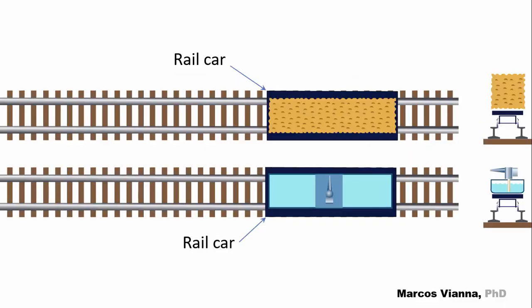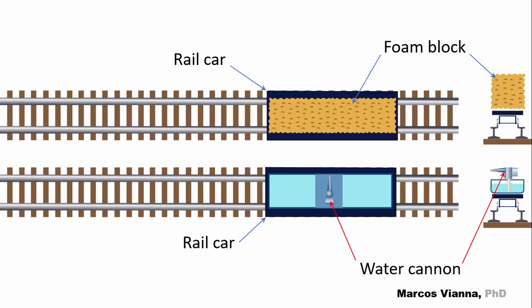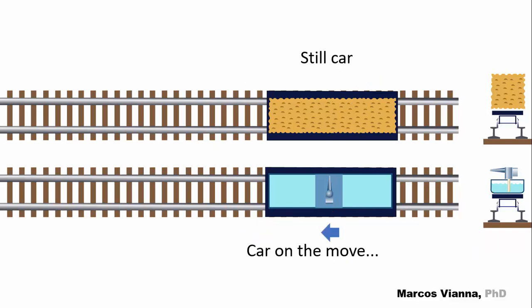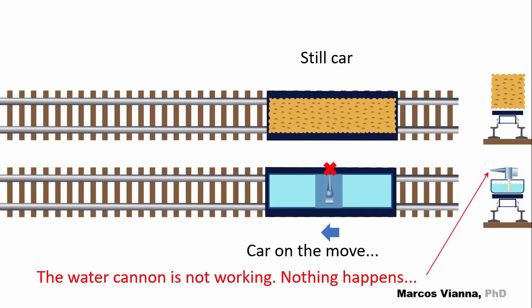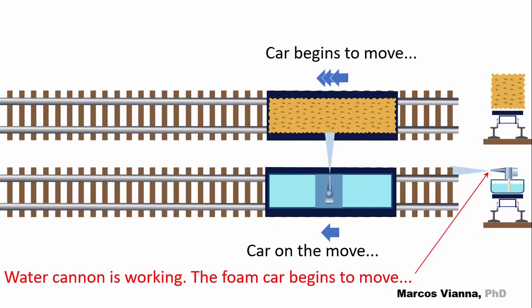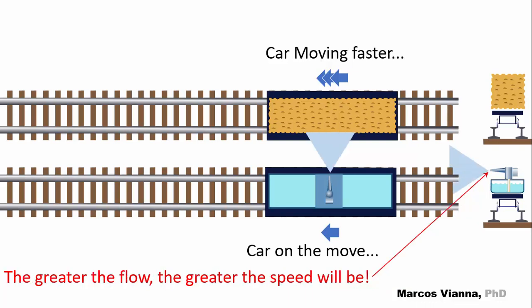Let's try to make it better. Imagine rail cars standing side by side like this. One of them has a huge foam block over it, which can absorb a large amount of water. A water cannon is installed on the other one. Okay, now the cannon car is on the move. Nothing's gonna happen if the water cannon is turned off. But now it's working. Notice that it's transferring water to the foam block together with its momentum, so the foam car begins to move. And the greater the flow, the greater the foam car speed will be.